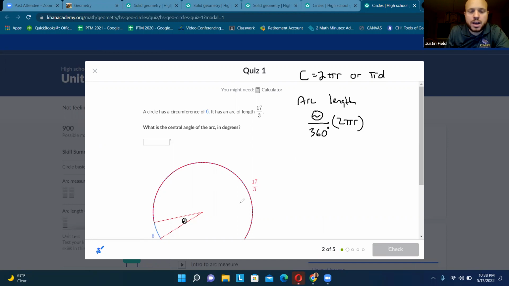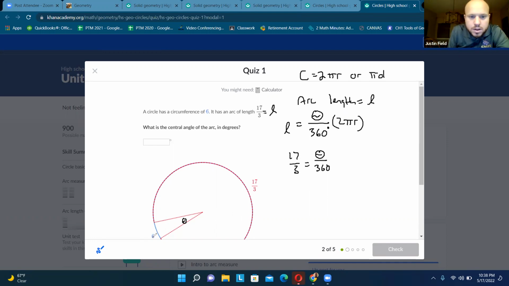So what is the central angle? Well, they give us the arc length here. Let's call the arc length L. L equals 17 thirds. We don't know theta. We're going to figure it out. But we do know, what is this, 6?